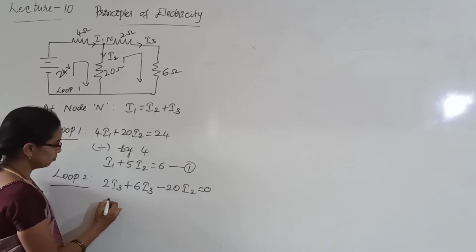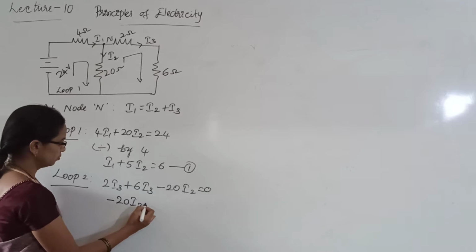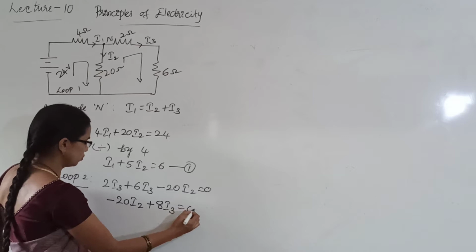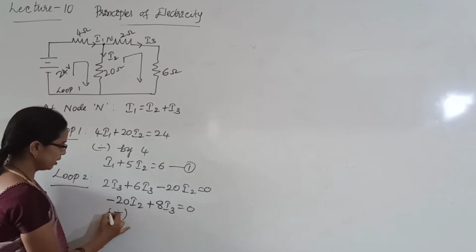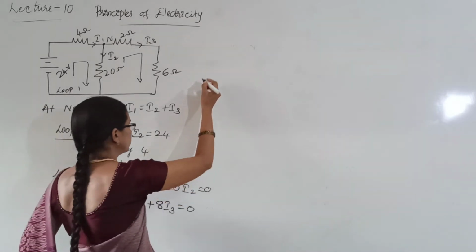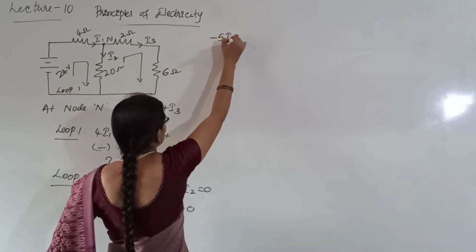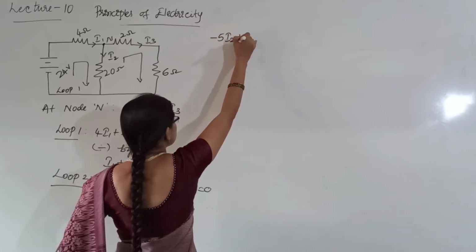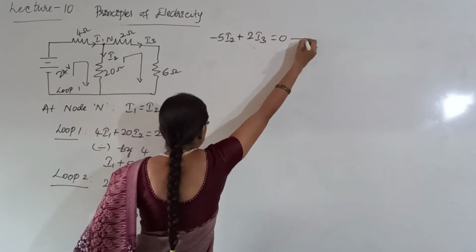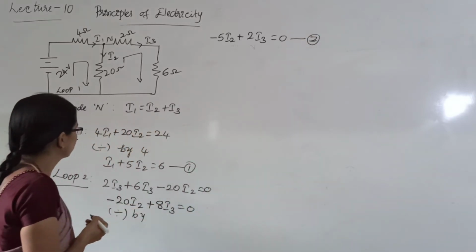It will be minus 20 I2 plus 8 I3 is equal to 0. Divide this equation by 4. What you will get? 5 I2 minus 5 I2 plus 2 I3 is equal to 0. Call this as equation 2.